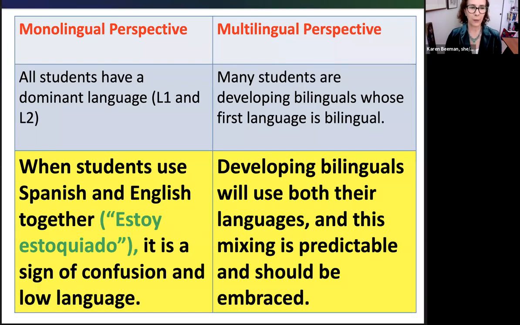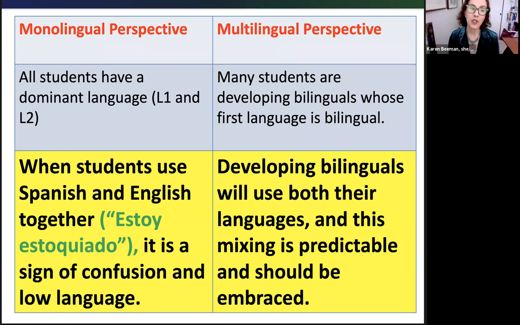So the second example I'm going to explore with you where we juxtapose monolingual and multilingual perspective is this idea of how students speak. So when students say wonderful things like this first grader who wanted to tell me he was stuck, but he said to me, maestra, estoy estoqueado. What he did was he used his Spanish, couldn't figure out how you say stuck in English. So he used stuck and conjugated it perfectly well a la Spanish, right?